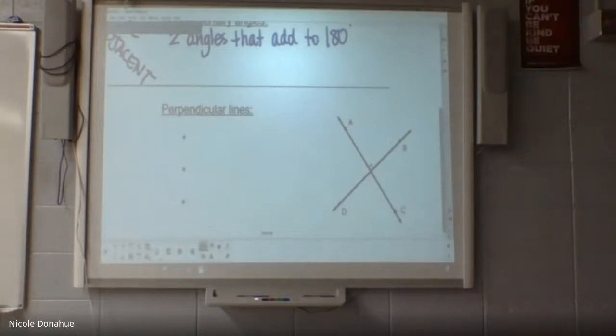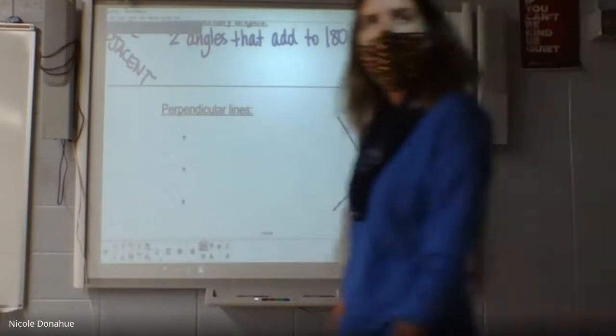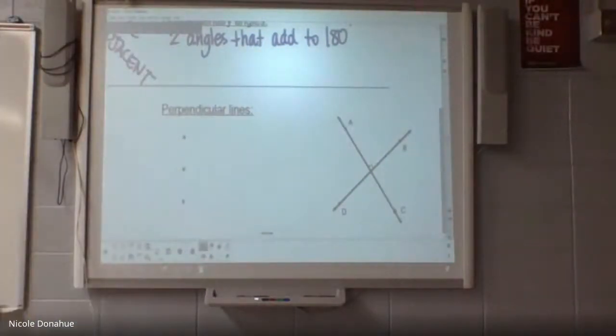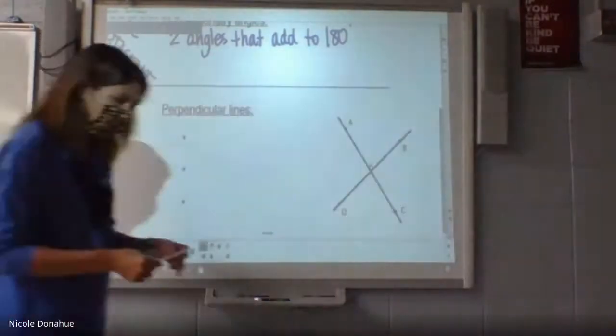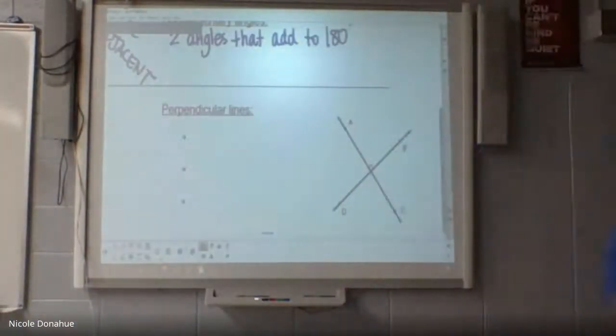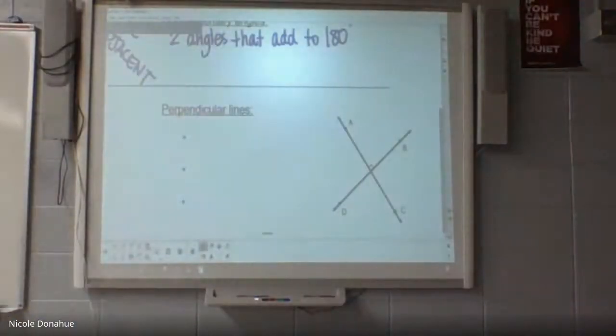Maybe it's not even unique. What does this drawing tell us? There's something there that's marked for us below. Does anyone see it? Yeah, go ahead. There's a box at the right angle.